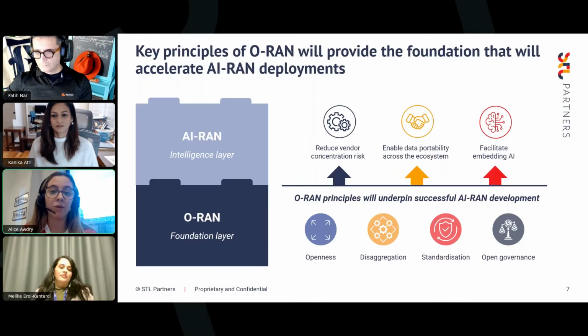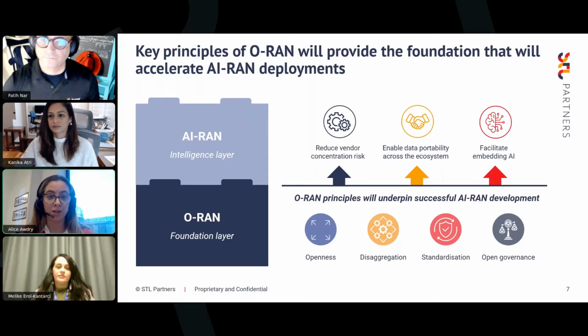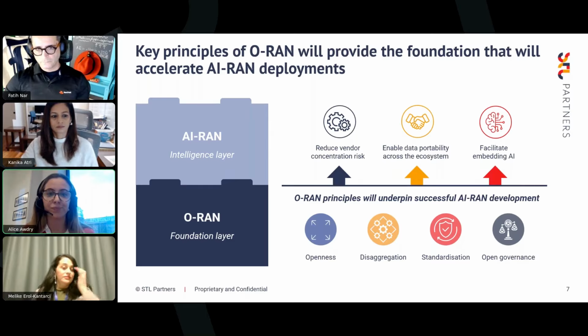We at STL Partners therefore think that the principles of O-RAN will underpin successful AI RAN deployment and development, providing the architectural foundation that exposes the necessary data and interfaces for AI to be integrated effectively. AI RAN really represents the step built on top of the O-RAN foundation, and by leveraging this openness, it will allow operators to introduce advanced intelligence and automation into the RAN. These principles will help by reducing the risk of vendor concentration, enabling data portability across the ecosystem, which will ultimately make it easier to facilitate the embedding of AI.